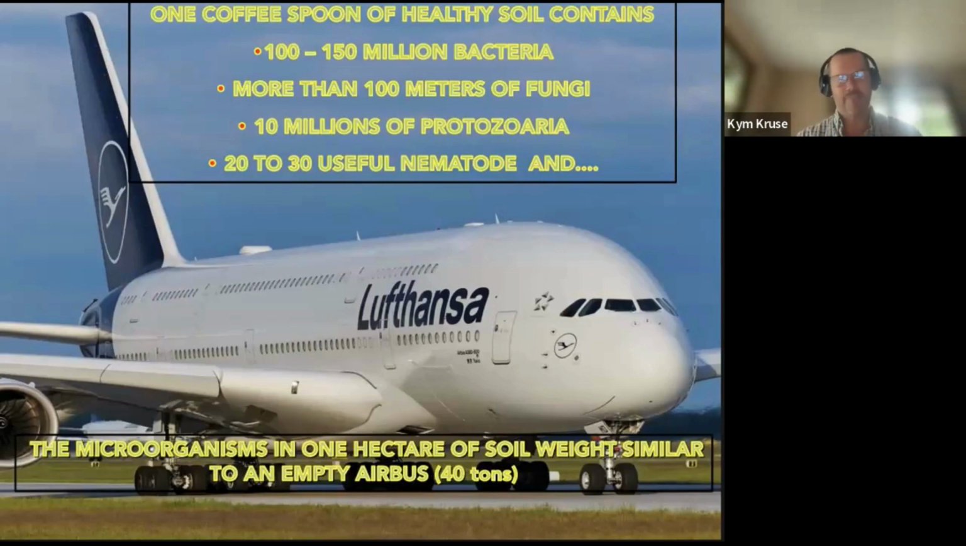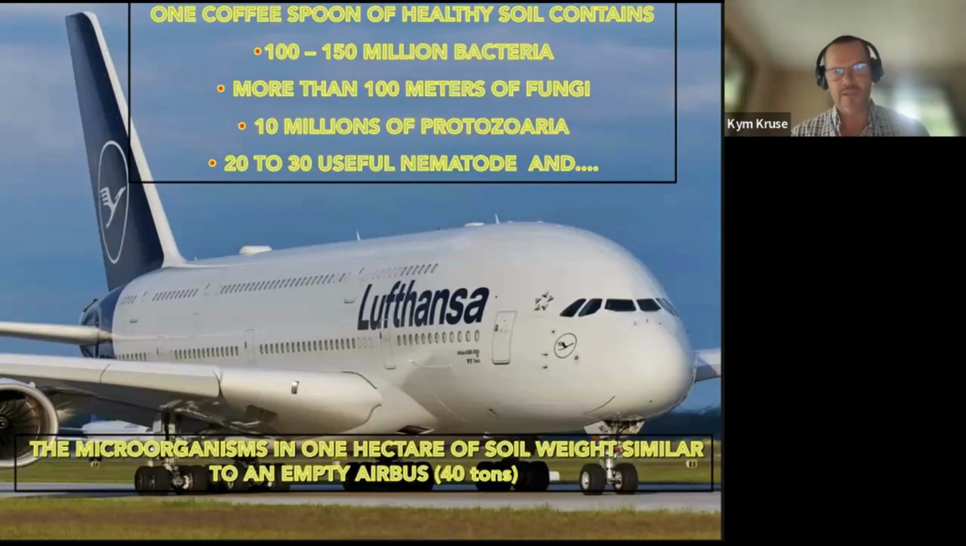these ridiculous numbers, which are a bit hard to get your head around, but think about 100 meters of fungi. Now, fungi, you will never see the hyphae. They're like little strands in the soil. There's 100 meters of fungi in a healthy teaspoon or a coffee spoon of soil.